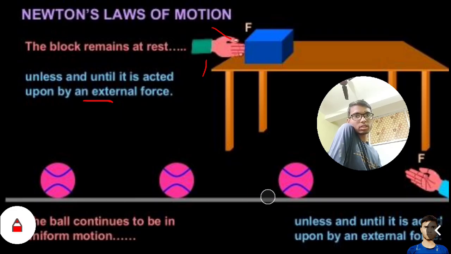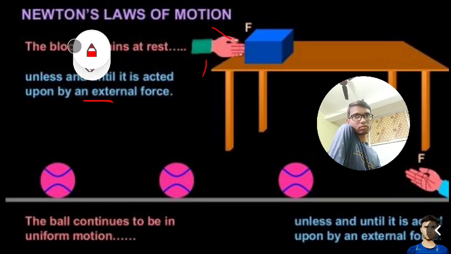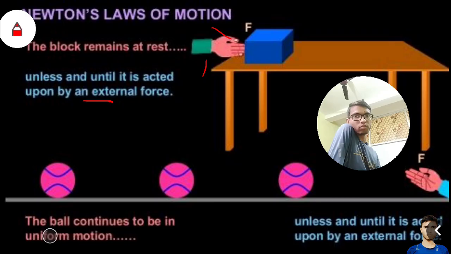Now here there is a ball which is moving. The ball continues to be in uniform motion. The speed of this ball is uniform, which means constant. Here, when external force will be applied on this object, then either it will stop or its speed will increase. The speed of this moving object will be increased by just applying external force. These two things can happen with this moving object when external force will be applied.